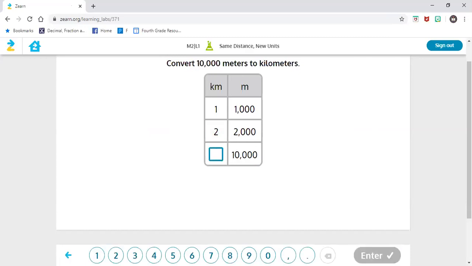So if I have 10,000 meters, how many kilometers do I have? So it's 1,000 for each one. So I got 1,000, 2,000, 3,000, 4,000, 5,000, 6,000, 7,000, 8,000, 9,000, 10,000. So that gives me 10.